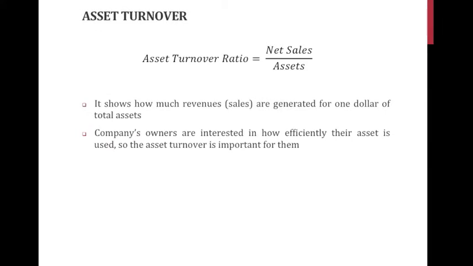Another indicator is the asset turnover indicator. If in the previous one we saw assets linked with strategic investments, that means fixed assets or long-term assets, now we are talking about total assets and comparing them with net sales. Again, the interpretation might be the same. It shows how much revenue or sales is generated for $1 of total assets, and the company's owners are interested in how efficiently the assets are used. So asset turnover is again important to them.